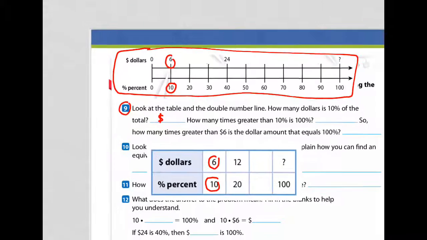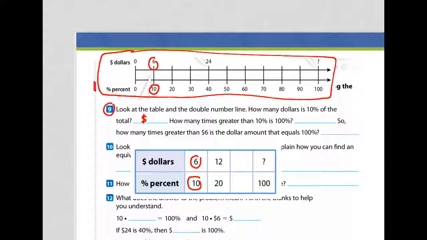Now the next question says, let me get my pointer ready. How many times greater than 10% is 100? So this one you're going to answer. It wants to know to go from 10% to 100%. How many times greater is it? So write your answer, how many times greater, on that line there. Okay, so you should have 10 times, because 10 times 10 is 100.